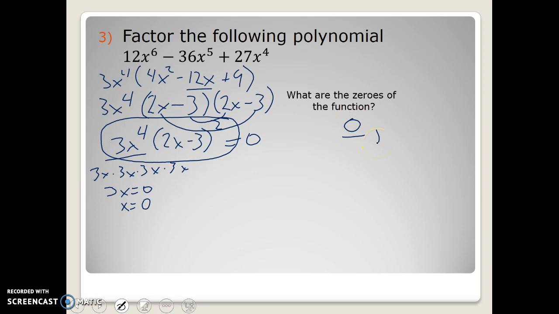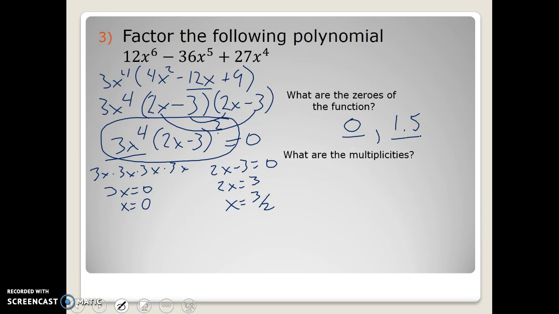The other 0 is when 2x minus 3 is equal to 0. Now I could have two of them there because it's squared, but if 2x minus 3 is equal to 0, then I would add 3. So 2x equals 3. And if I divide by 2, x equals 3 halves, or 1.5. So those are my two zeros.